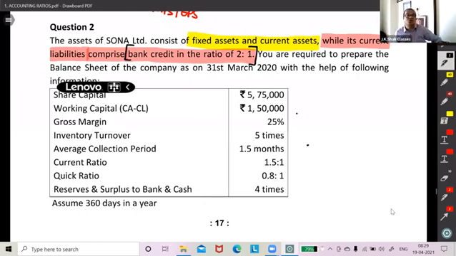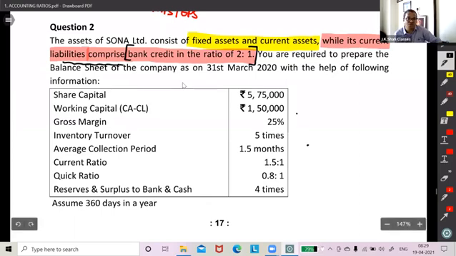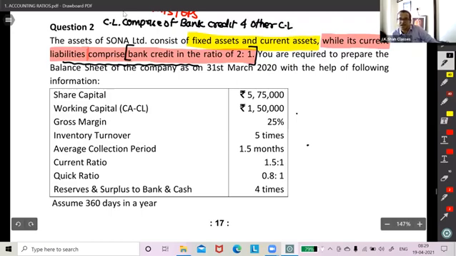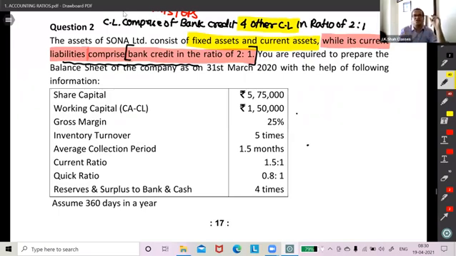So how should this statement actually have been? It should have been something like this: current liabilities comprise of bank credit and other current liabilities in the ratio of 1 to 1. Then this would have made sense. What they have skipped is these words, "and other current liabilities." You understand? Comprise of bank credit in the ratio of 2:1.